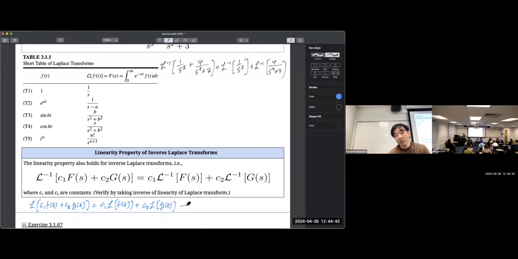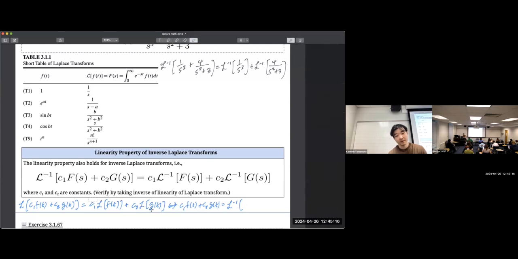But what if I wanted to compute the inverse Laplace transform of both sides? Well, if I took the inverse Laplace transform of this left-hand side, the inverse Laplace transform is going to cancel with the Laplace transform. So it's going to be c1 f of t plus c2 g of t. And then I'm just going to take the inverse Laplace transform of this side.